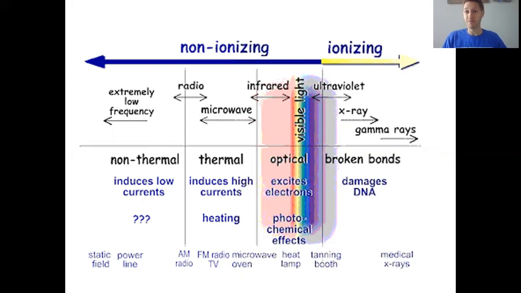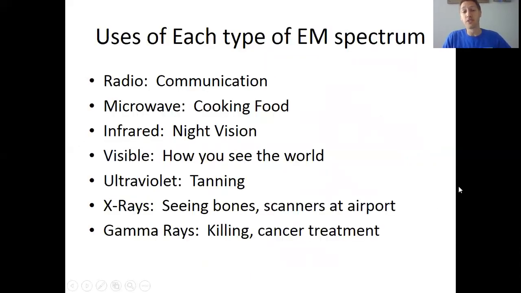So if you go take an X-ray because you think you have a broken bone or something, you don't feel warm when the X-ray goes through you. It's not like, oh man, I feel hot right here because you're shining X-rays on my body. It doesn't heat. It just breaks things. It breaks bonds. So you should be aware of just some general uses of each part of the electromagnetic spectrum.